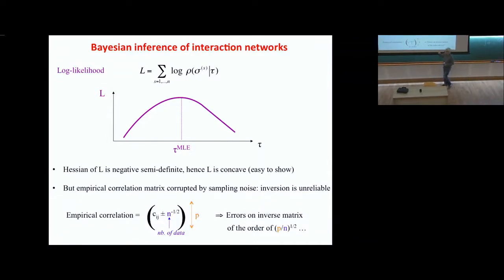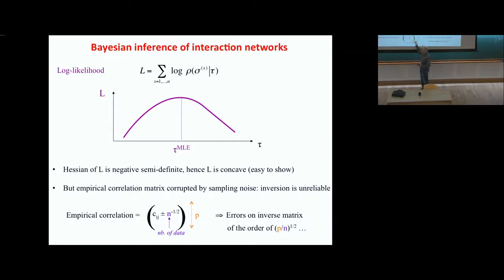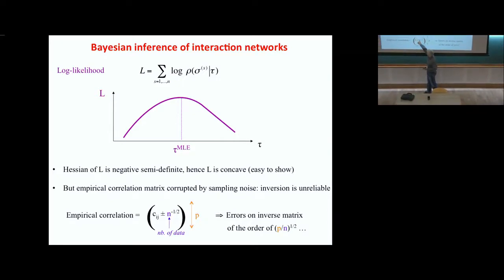And you can understand that, because if you write, for instance, the eigenvalue equation for this matrix, you see that you have a sum over p elements, which are all, let's say, wrong up to 1 over square root of n terms. So that will give you errors of the order square root of p over square root of n. So if n is much larger than p, it's going to be okay. If they are of the same order of magnitude, it's not going to be okay.